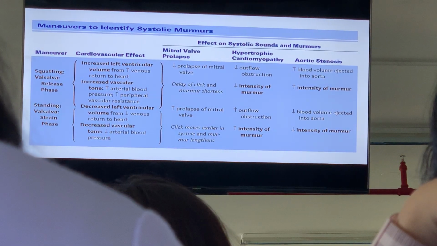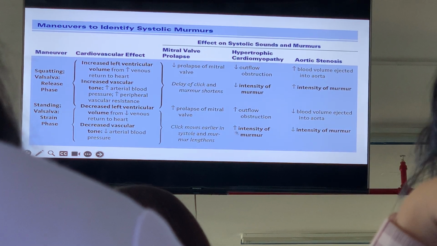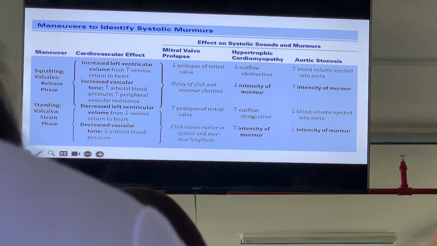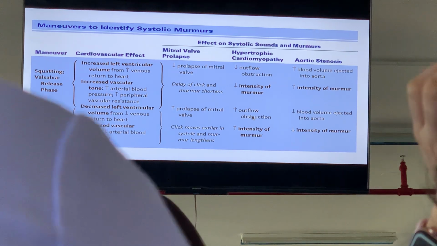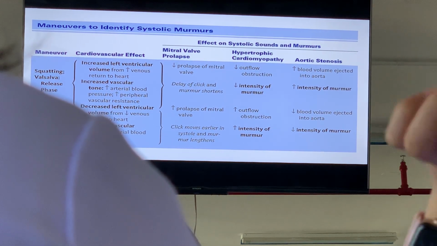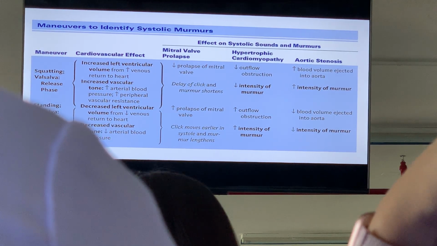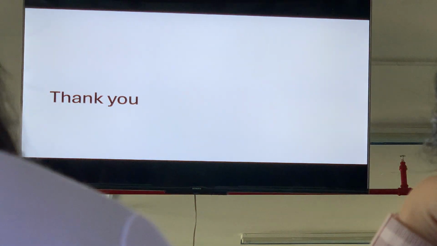Then this one is very good to know for exam purposes. Study this one very well, okay? Based on the Valsalva maneuver, which murmurs will increase or decrease when you do your Valsalva. So what I included will be the end of the lecture.